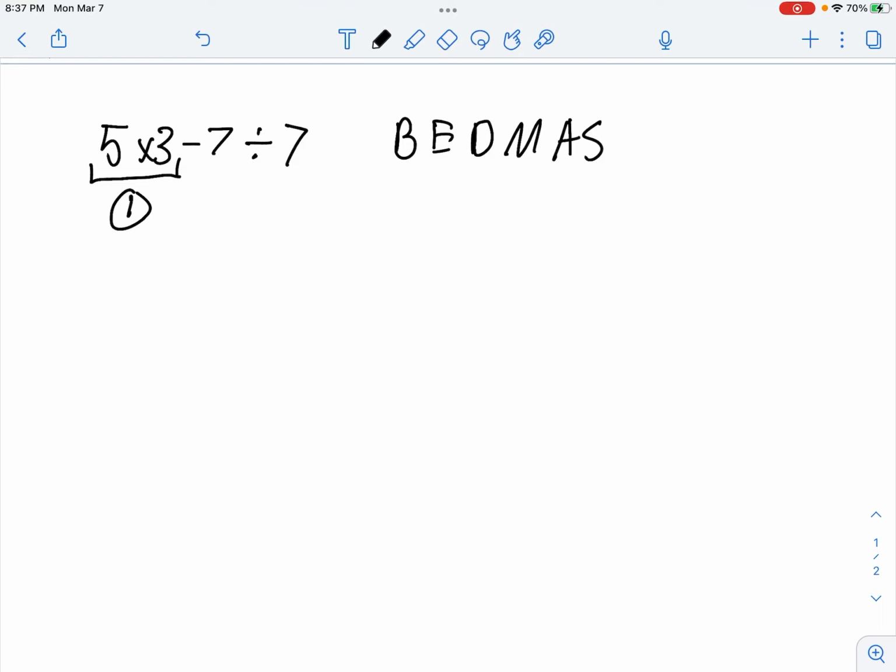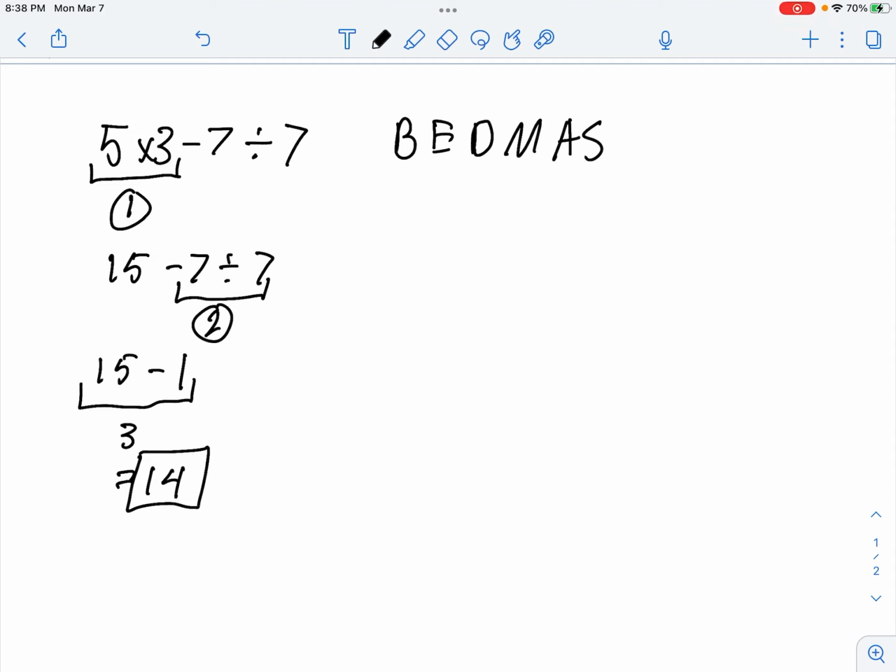So 5 times 3 first. Doing 5 times 3, we get 15, leaving us with 15 minus 7 divided by 7. Since there's still division, we're going to be doing 7 divided by 7 second, which gives us 15 minus 1. And since that's the only operation left, we're going to do the subtraction last, leaving us with an answer of 14.